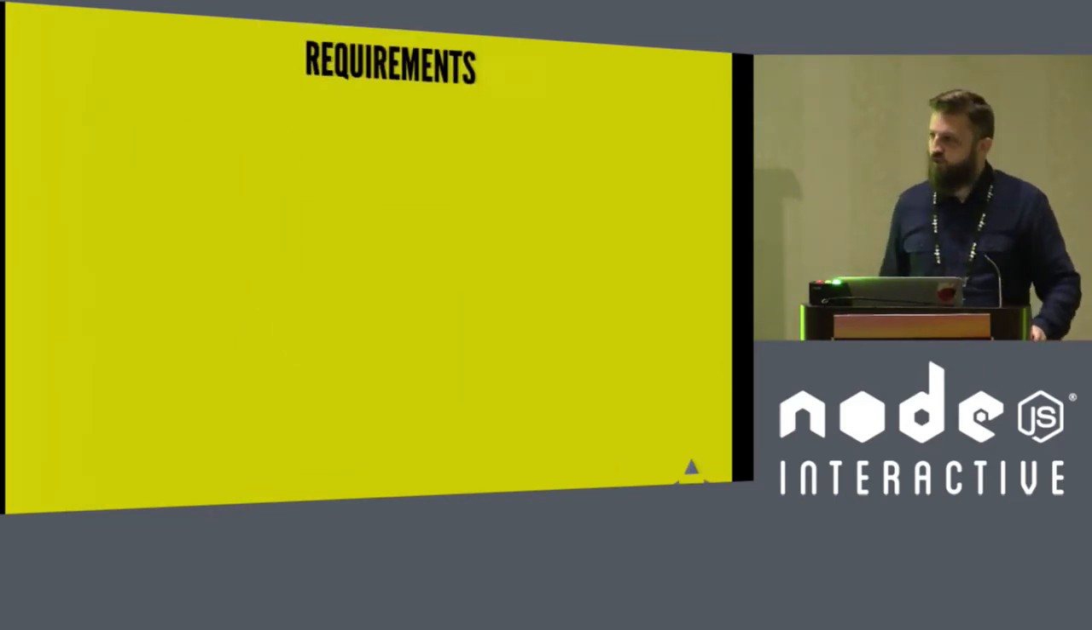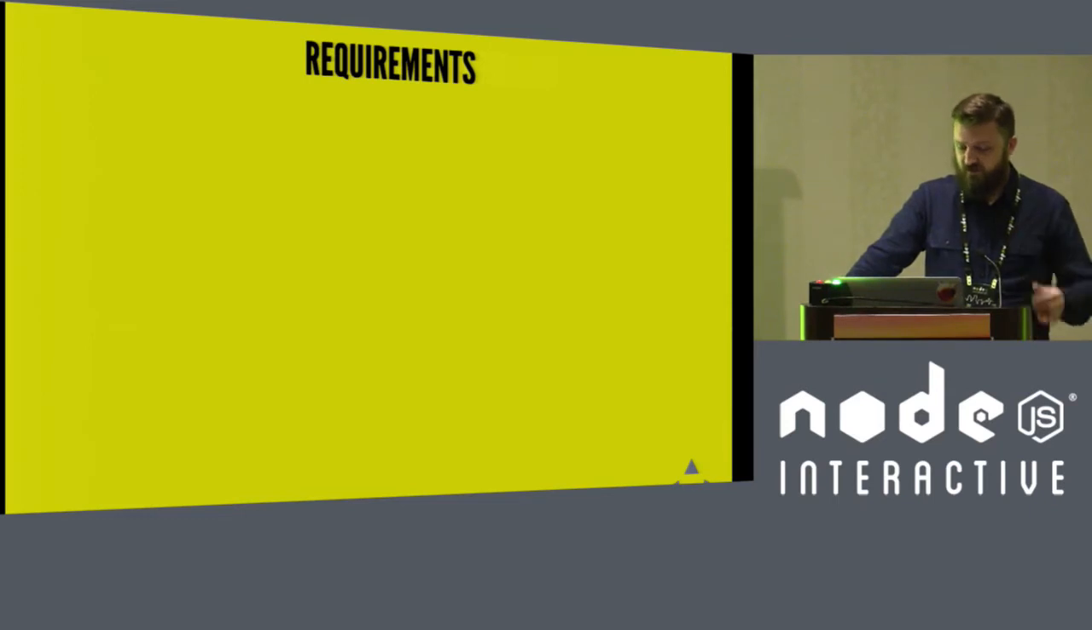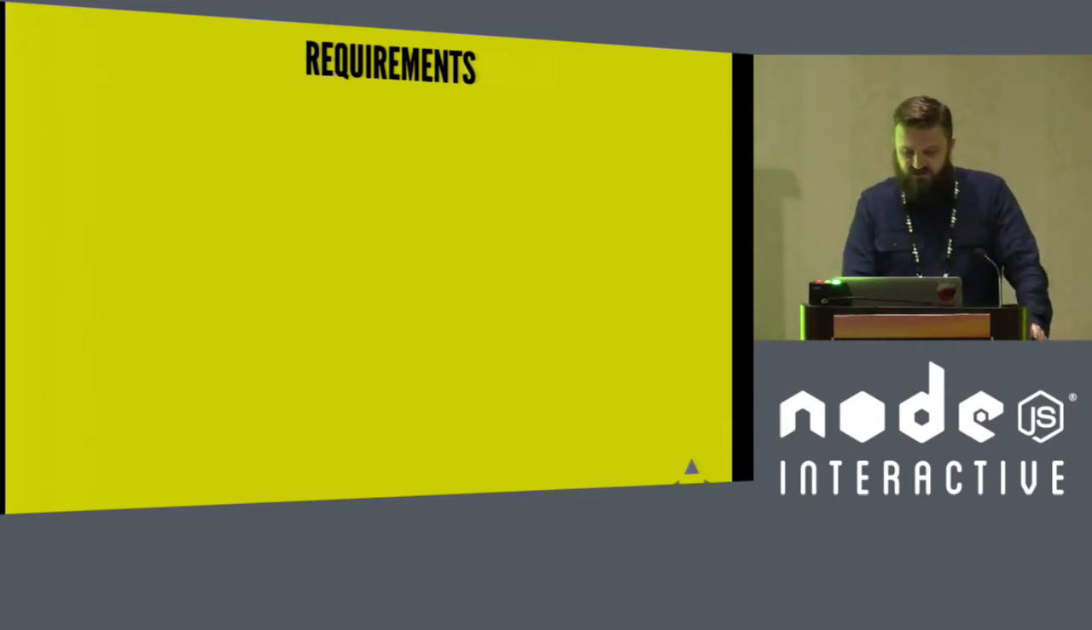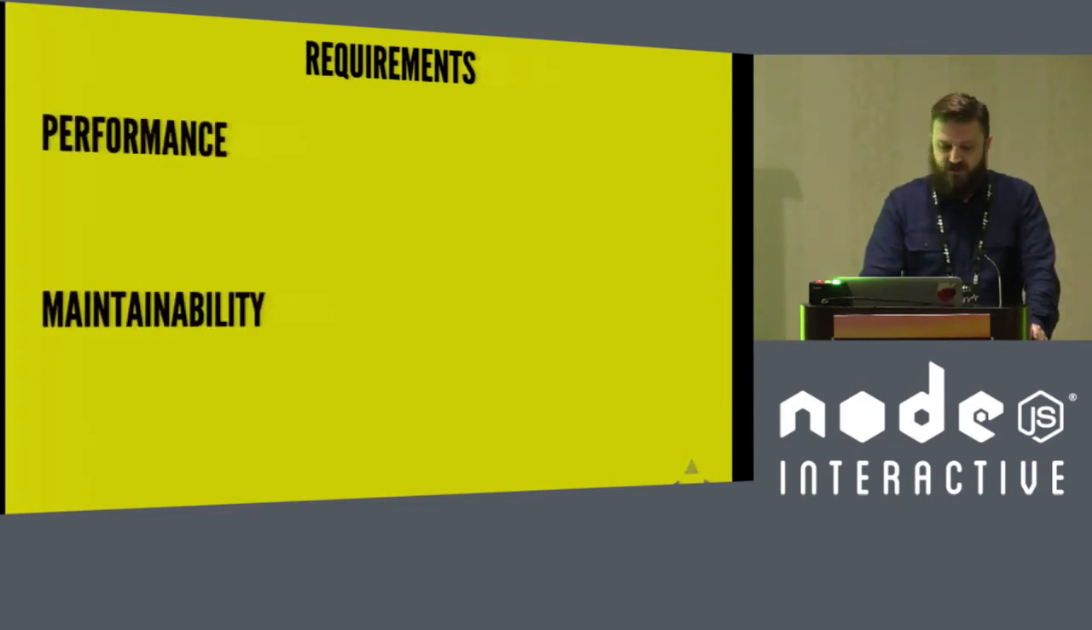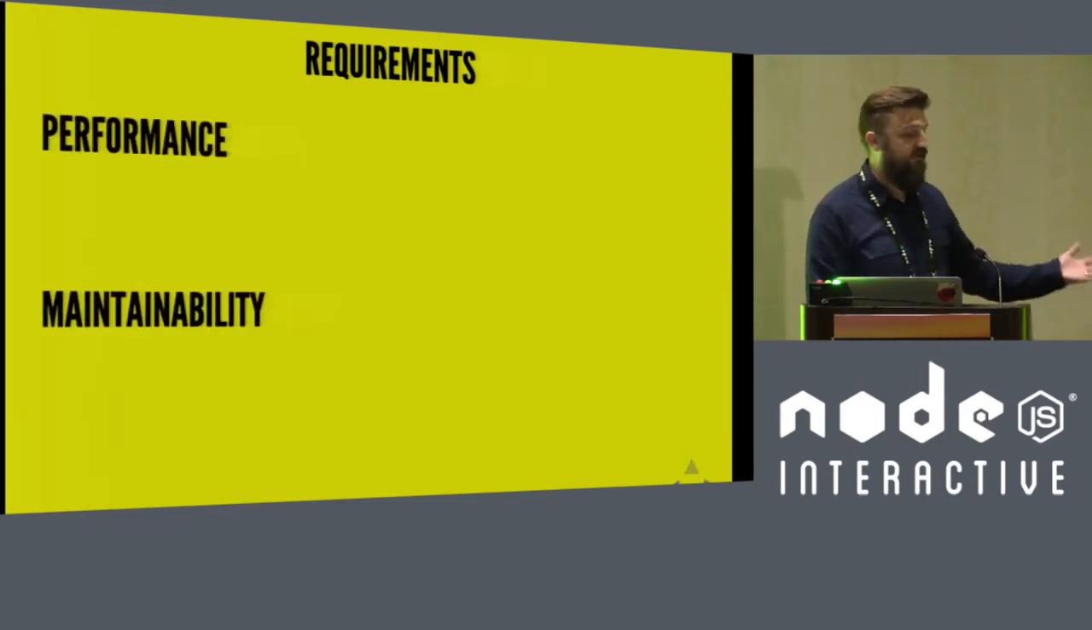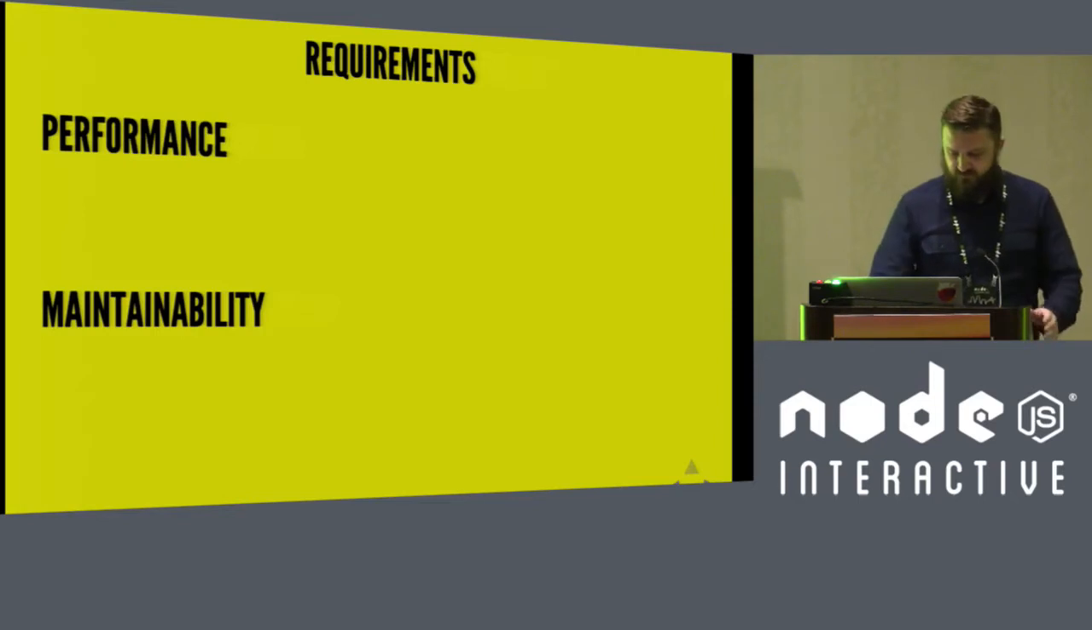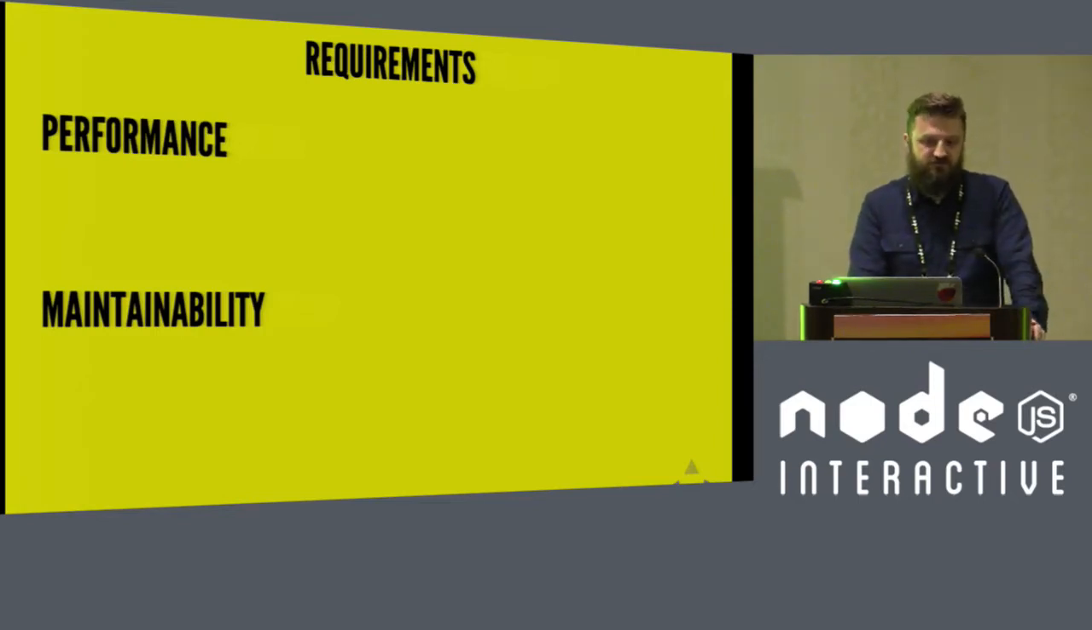I came up with a set of requirements, things that I do think are very important to having a good server rendering experience. These can be categorized into two main categories: performance and maintainability. Performance are things that matter to your users. These are things that your user is going to notice when they go to your application. Maintainability, not such a big impact on your users necessarily, but it will have a tremendous impact on yourself.